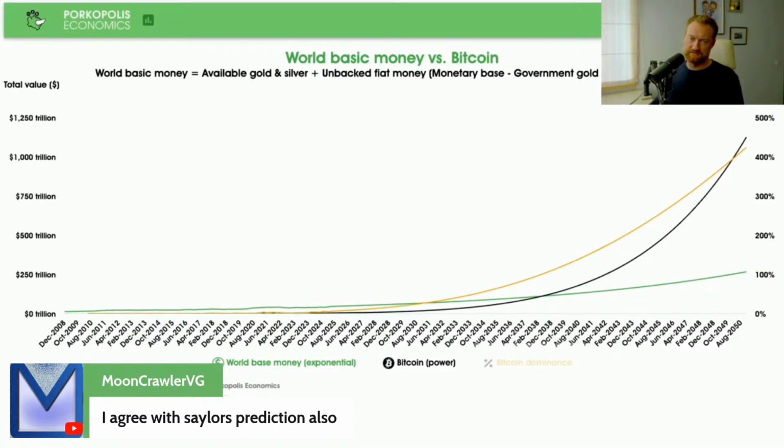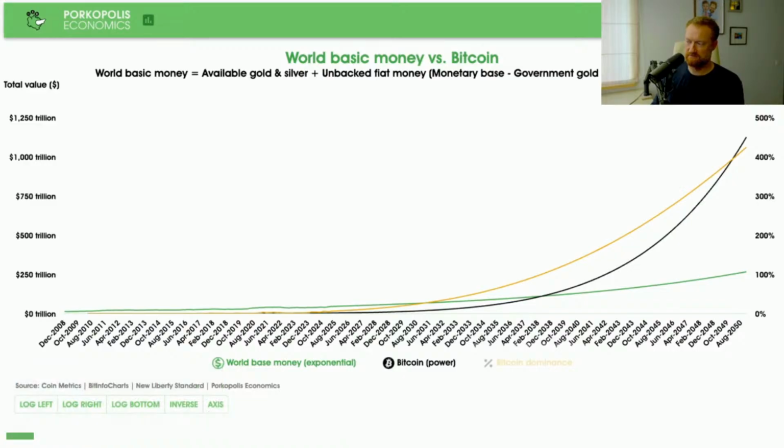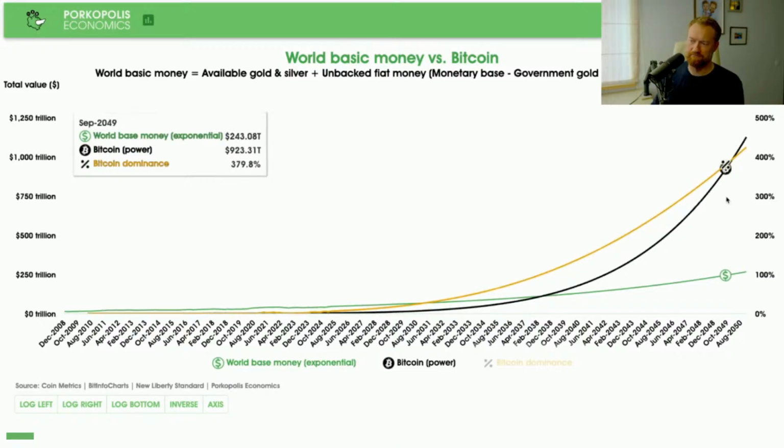Saylor, I haven't checked in recently on it. His predictions were not based on power. As I understand, it was some sort of declining exponential. Has he said recently about when he thinks hyper Bitcoinization will be, or when saturation or Bitcoin standard could be?